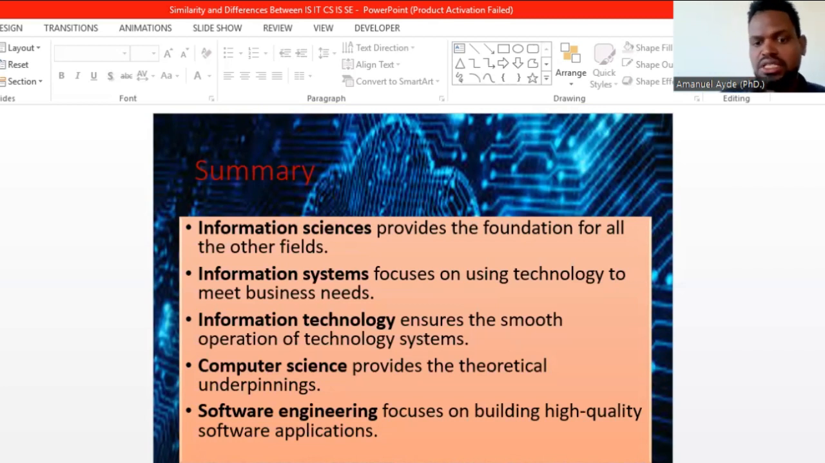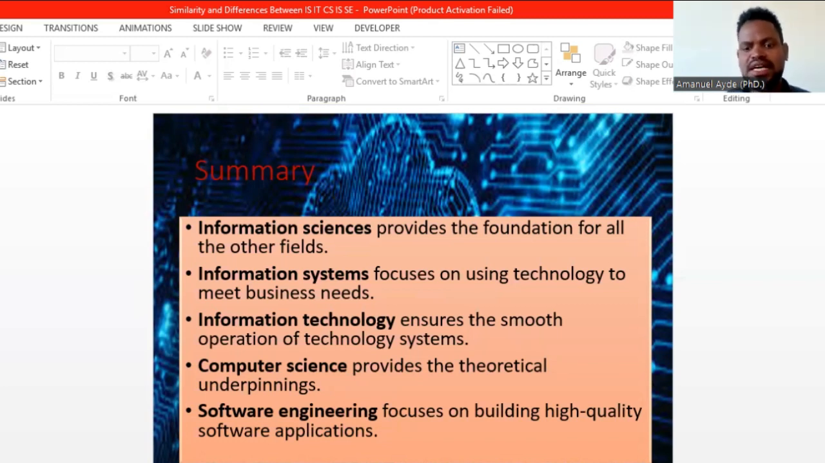The other one is information technology. Basically, the intention of information technology is the application of the technology. That means it ensures the smooth operation of technological systems, whether it might be an information system, software, network or anything. Is it operating? For example, the ICT departments, ICT director or ICT section of a given company are focusing on information technology operation.